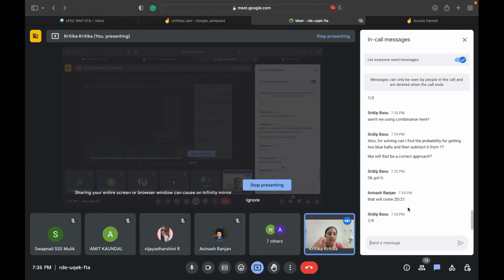So has everybody tried this question? Yeah, Avinash, that will come 20 by 21, which is not correct. The correct is 10 by 21. So that's why we cannot approach it in the way the Shridit was telling.